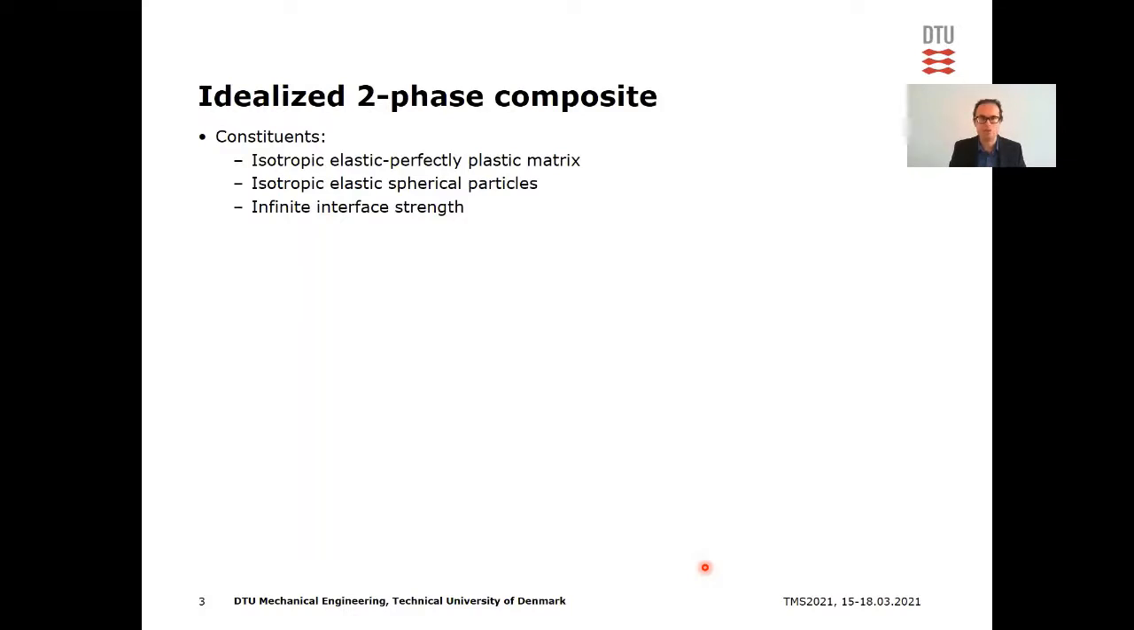To do that, we investigated using a model the size of the cyclic plastic zone in an idealized two-phase composite. We chose this composite to be as simple as possible, made of an elastic, perfectly plastic matrix containing elastic spherical particles. On top of that, we also assumed the interface between the particles and the matrix to have infinite strength.